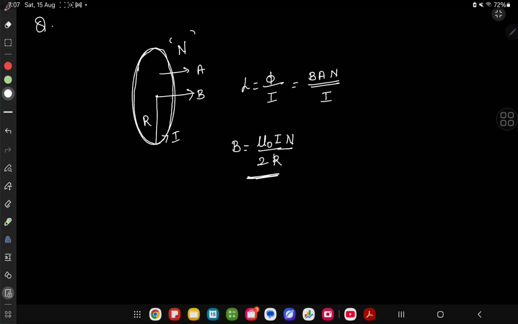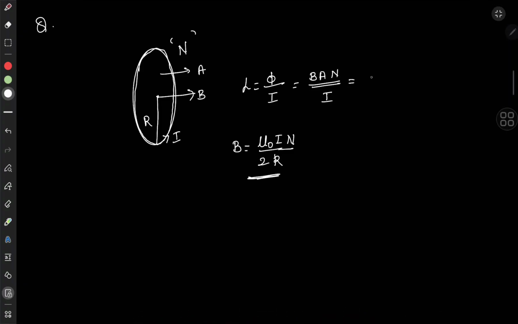Now we will write in this expression. The magnetic field is going to be μ₀IN divided by 2r, and then again the area is there, and the number of turns. So then I cancels, and the expression is going to be μ₀N²A divided by 2r.